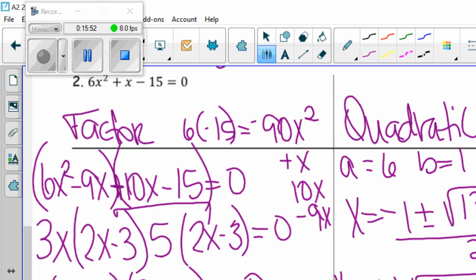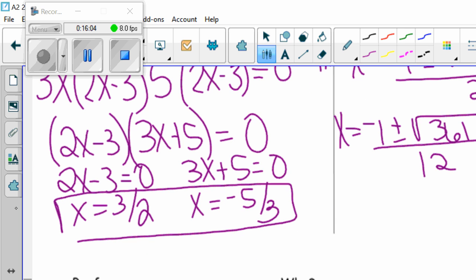All divided by 12. This is a perfect square, so I get -1 plus or minus. When I take the square root of 361, I get 19, divided by 12. Again, we cannot leave our answer like that. We have to work it out. So this is really -1 plus 19 divided by 12, and -1 minus 19 divided by 12. So here I get 18 divided by 12, which will simplify. 18 and 12, the biggest number that they have in common is 6. So that simplifies to 3/2.